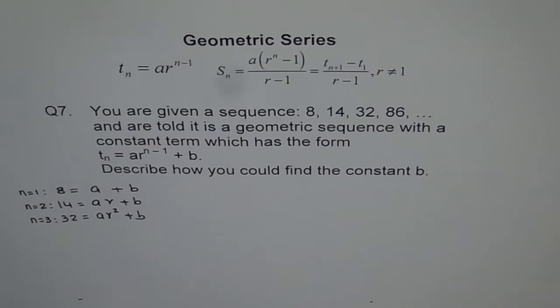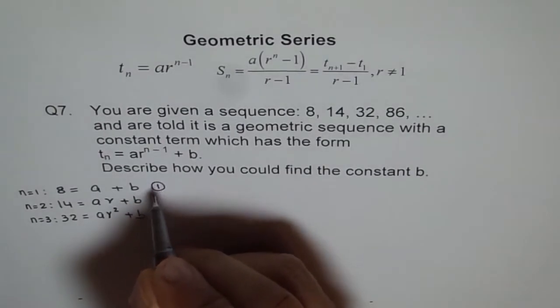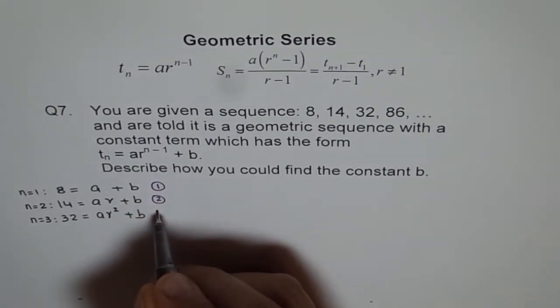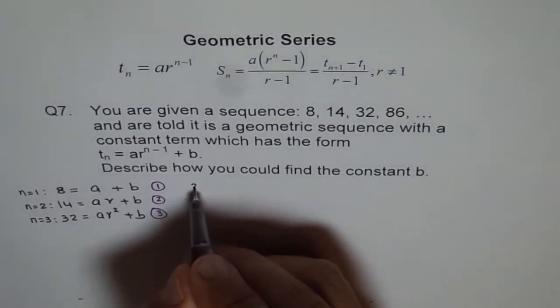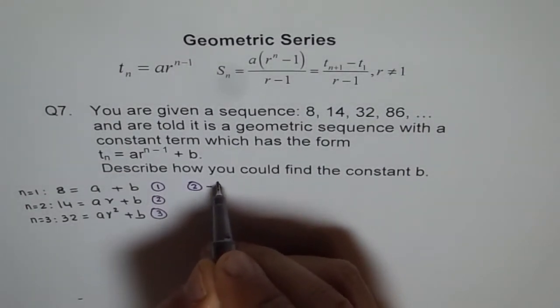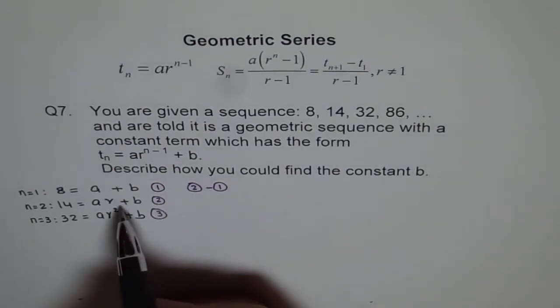In fact, they are asking for b, but you need to find all three of them. Now, how will you do it? Now, let us say this is equation number 1. Let's number these equations, okay? This is 1, 2, and 3. Now, if I do 2 minus 1, that is equation 2 minus equation 1, then what should I get?